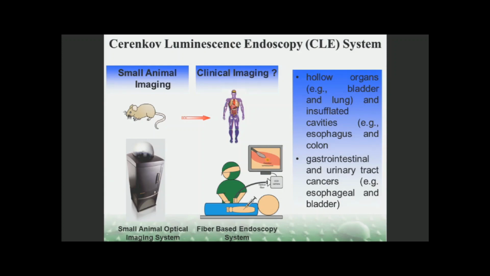But for clinical imaging, you really don't have this luxury. So you need to use the endoscope and put it inside the human body. Hollow organs or insufflated cavities, such as the colon or the bladder, can serve as a natural dark box to block the light from outside, and then you can potentially use this endoscope technique to identify small lesions.